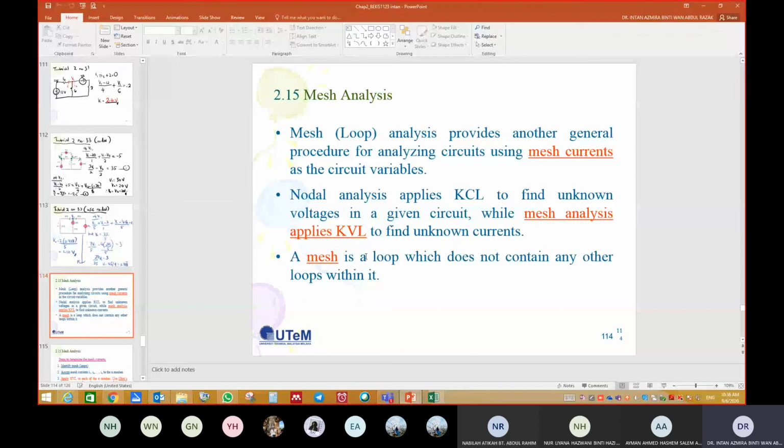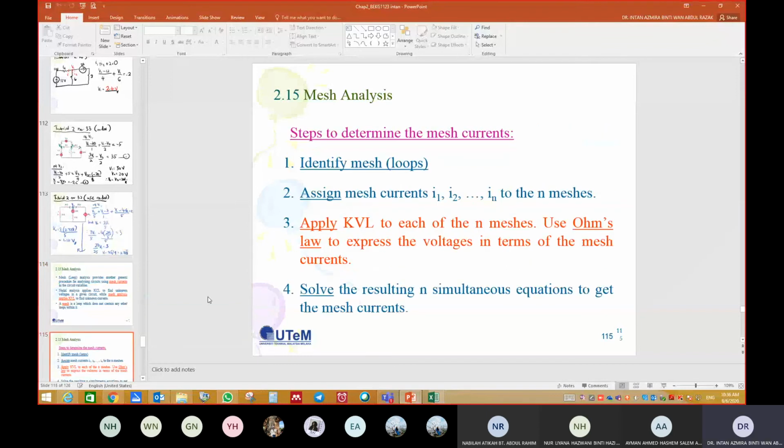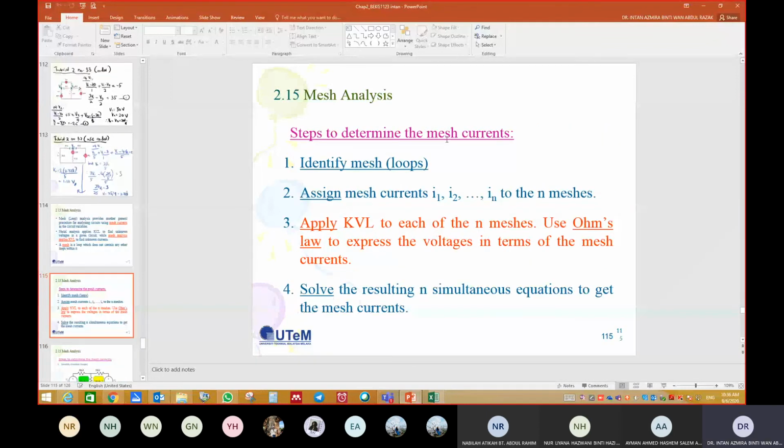A mesh is a loop which does not contain any other loop within it. These are the steps in mesh analysis. The first is to identify the meshes. The second is to assign mesh currents, name them I1, I2, and so on. The third is to apply KVL to each of the n meshes. Use Ohm's law to express the voltage in terms of the mesh currents.